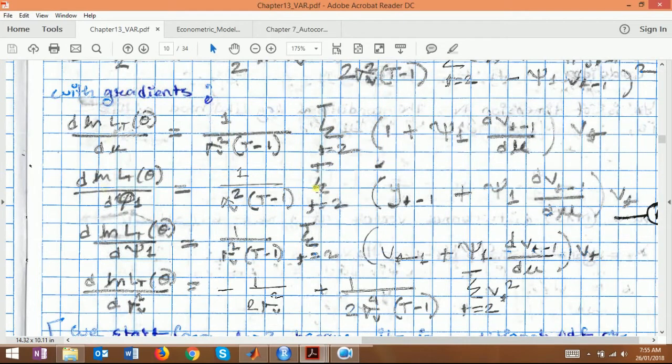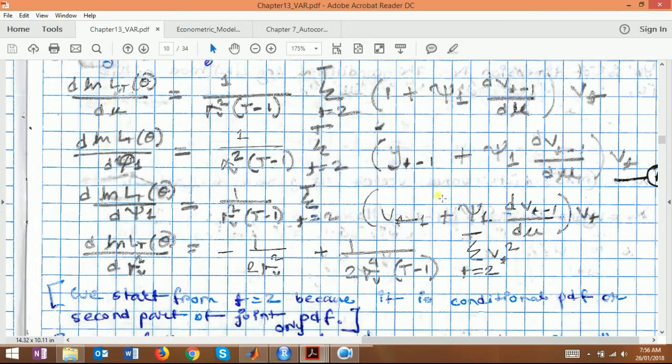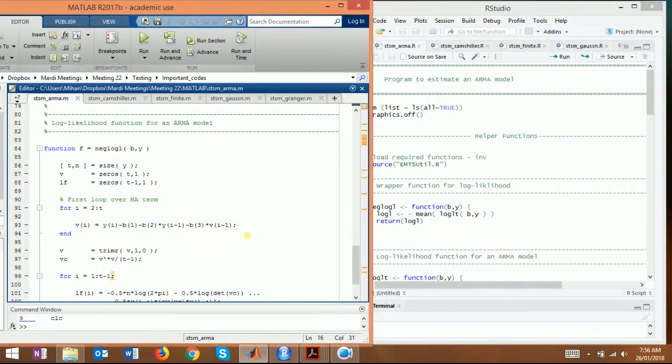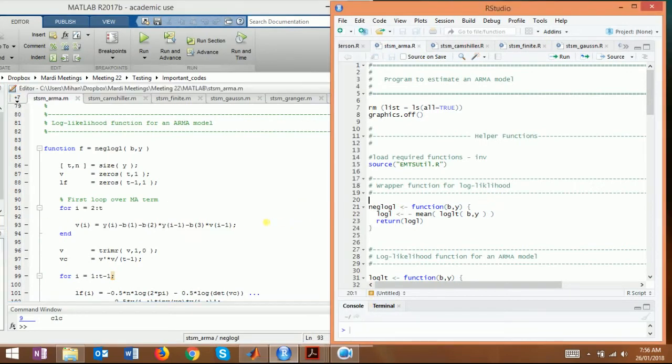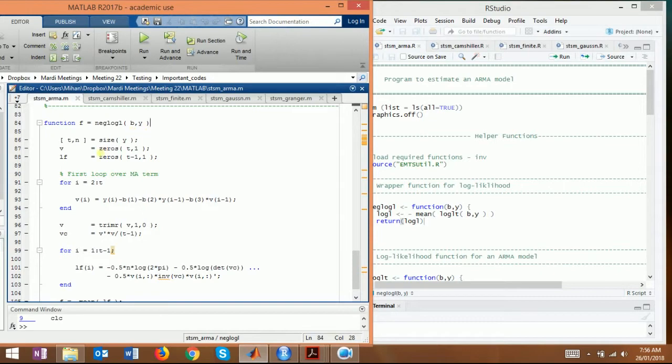And the gradients are done for each parameter: for mu, for phi 1, for psi 1, and for sigma square, right? So the derivative with respect to mu of v t minus 1 psi 1, and y t minus 1 is added. So these are the gradients. And then we concentrate out our sigma square, which is v multiplied by v transpose, or the residual square divided by t minus 1. So this should be our log likelihood function: the negative log likelihood function of the parameters b and y, the size of y.